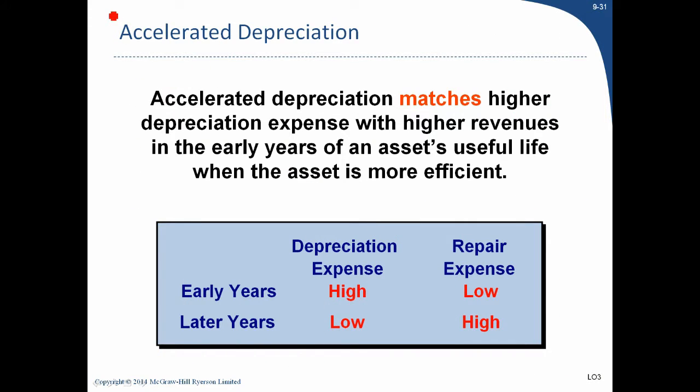The third method is called accelerated depreciation, and I'll show you why it's called accelerated. The theory here is that most assets are very productive in the early years and are less productive in the later years. And by productive, it could be they produce a lot, but also you're going to generate the most revenue in the early years of an asset, right?